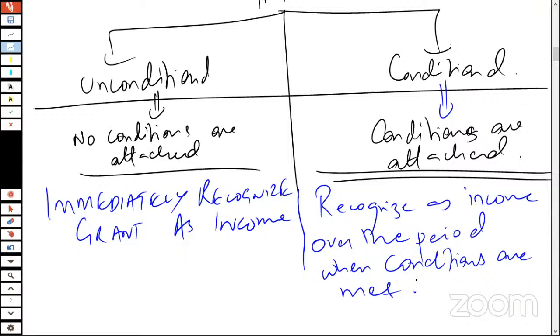So I repeat, what could happen is you've got a conditional grant, you've got an unconditional grant. The conditional grant is when conditions are attached to the achievement of the grant, and the unconditional grant is when no conditions are attached to it. How do we treat the conditional grant? The conditional grant is recognized as income over the period when the conditions are met. What about the unconditional grant? The unconditional grant is immediately recognized as an income. That is what you do.